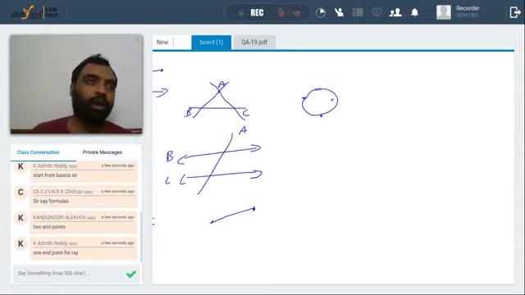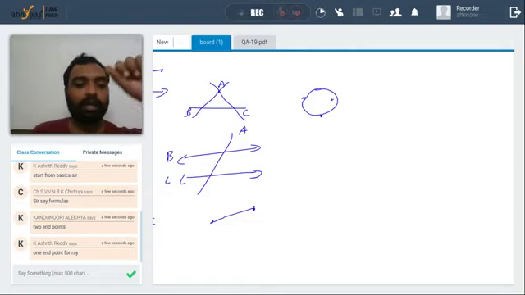3 non-collinear points. What do you mean by non-collinear points, or what do you mean by collinear points? Collinear points means which are on a single line. Clear? Okay. Non-collinear means which are not on a single line. They are randomly placed in the space.